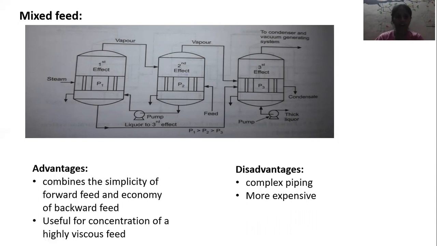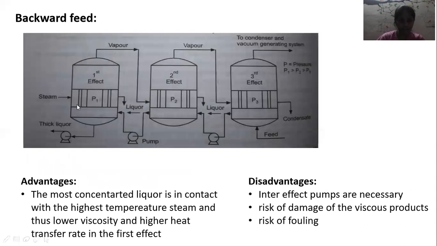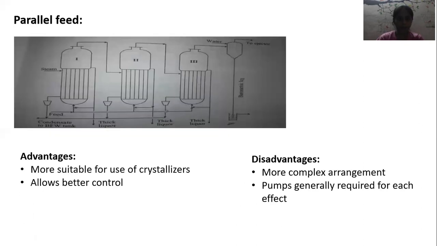And finally, that is parallel feed. Parallel feed is similar to the backward feed. The major difference is that in backward feed, the feed is fed in the last effect, but in parallel feed, feed is fed in the first effect. And thick liquor is discharged in each and every effect. But in the backward feed, the thick liquor is discharged in the first effect. I will show you. See here. And pumps are required for each effect.